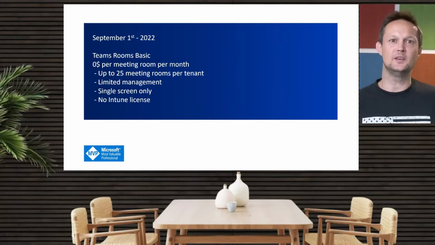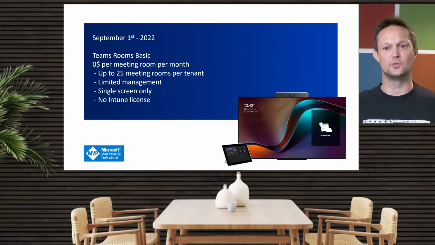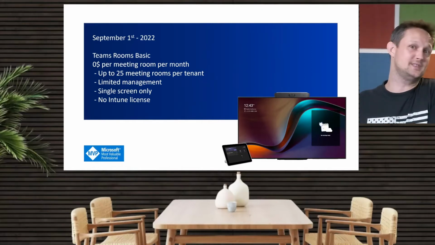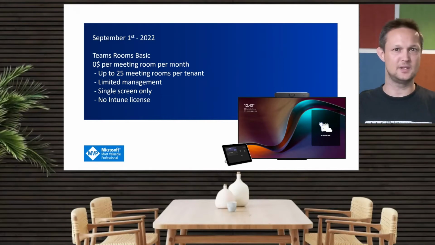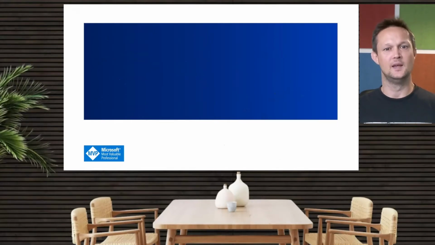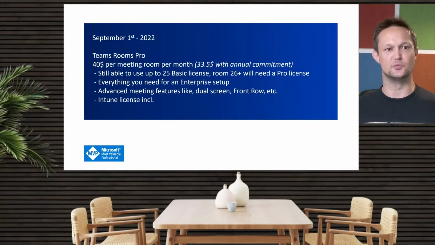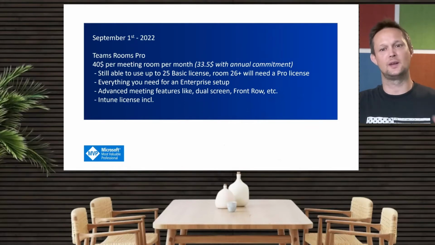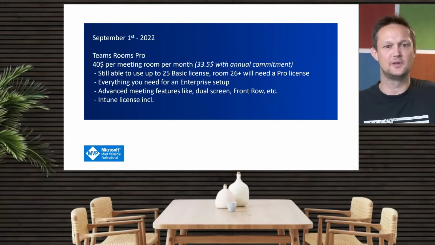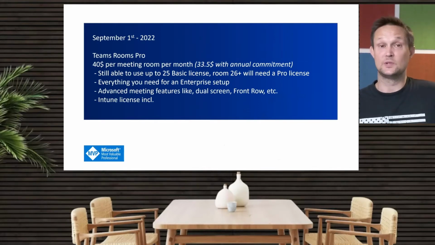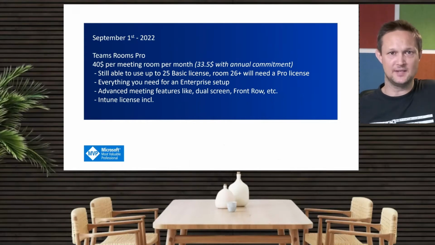And then if we take the next steps, this is how it could look like. A simple setup could be either Teams rooms on Windows or Teams rooms on Android, but a simple setup with a single screen. Next one up is the Teams Rooms Pro, which is $40 per month. And if you do an annual commitment, it's around $33.5 US. You'll still be able to use your 25 basic licenses.